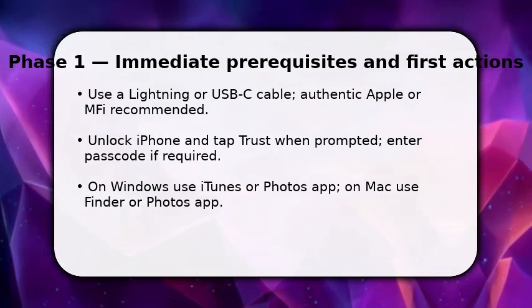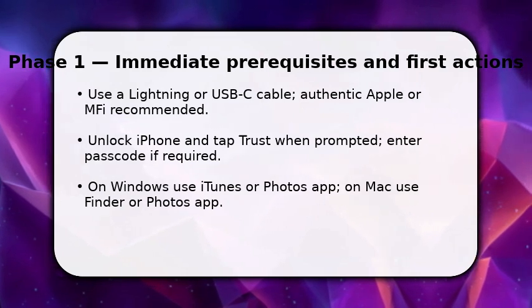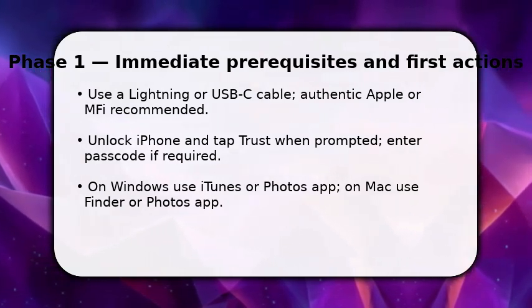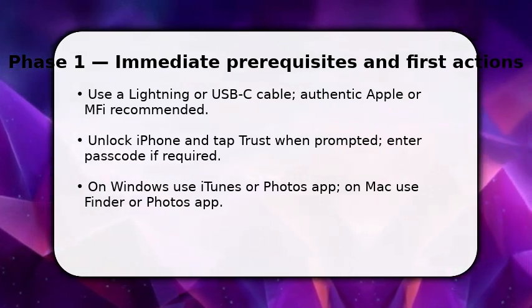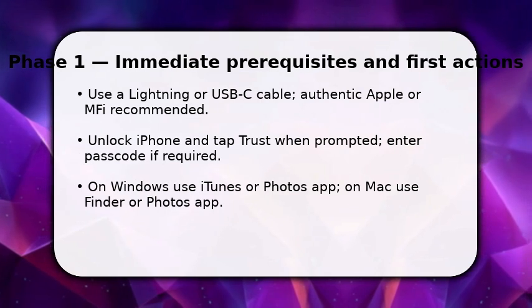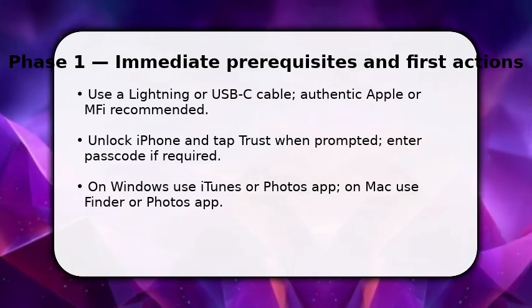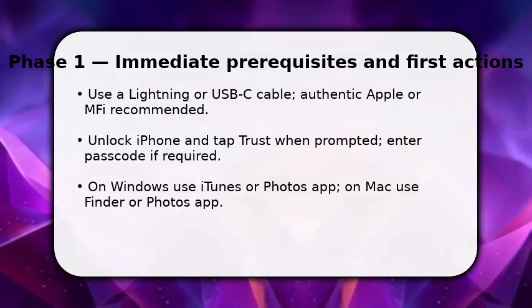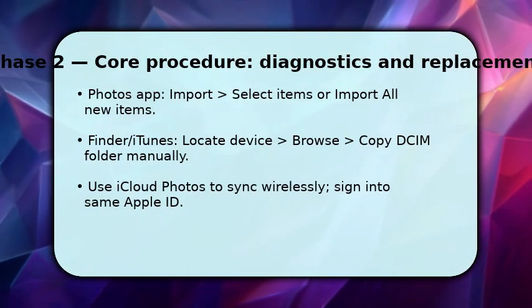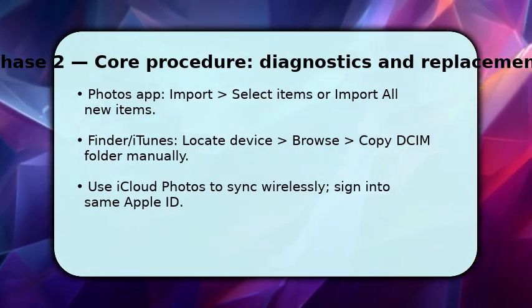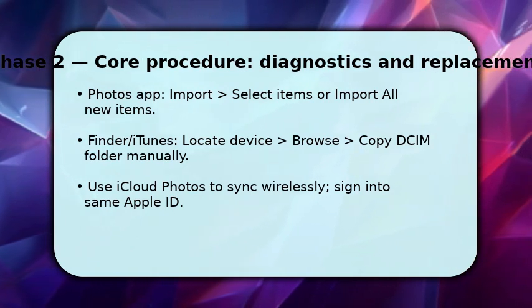On Windows, open iTunes or the Photos Import tool. On Mac OS, open Finder for Catalina and later or Photos. Once done, make sure the phone stays unlocked briefly so the computer can enumerate the device and present your photo library. Now you import. In Photos, click Import, select specific photos, or choose Import All to grab new items.